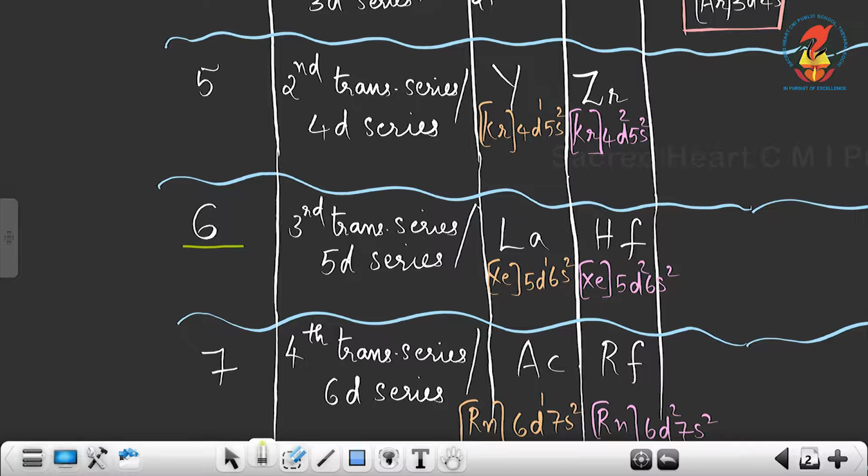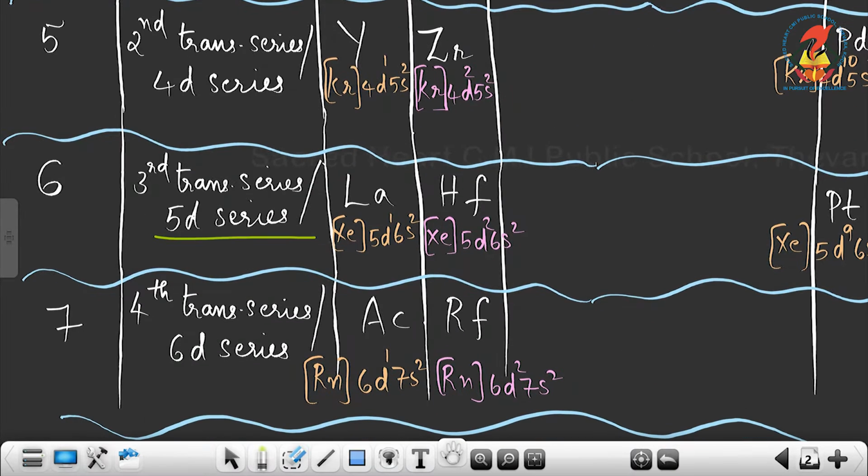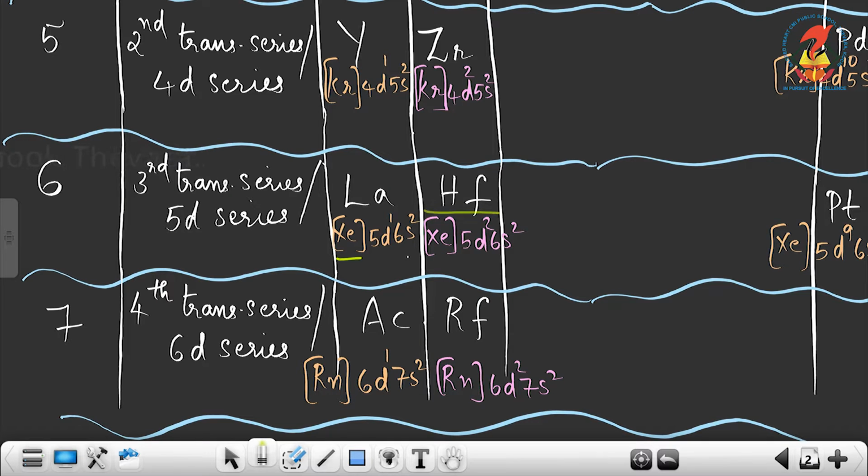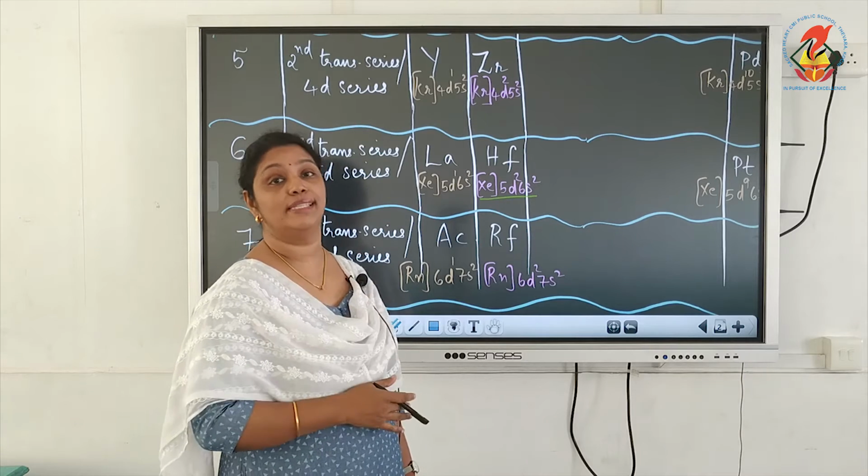Now comes the next series, which is in period number 6. In period number 6, we have the third transition series or 5d series. In the third transition series, we have the element coming under yttrium, which is in third group, lanthanum, and under zirconium we have hafnium, H-A-F-N-I-U-M. Lanthanum has the electronic configuration xenon 5d1 6s2 and hafnium xenon 5d2 6s2. We can see that the 5d orbital is getting filled.